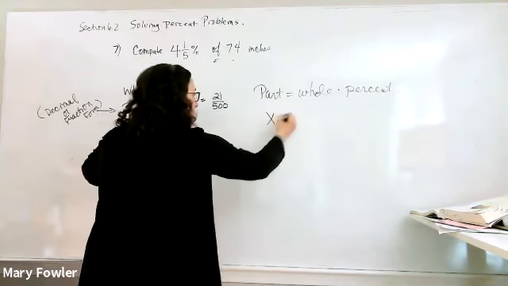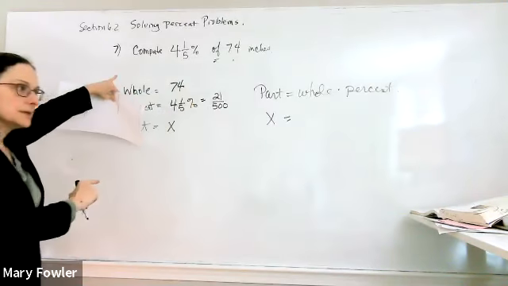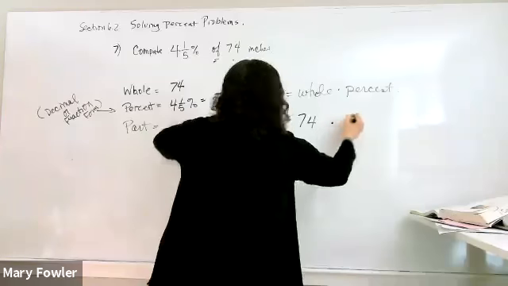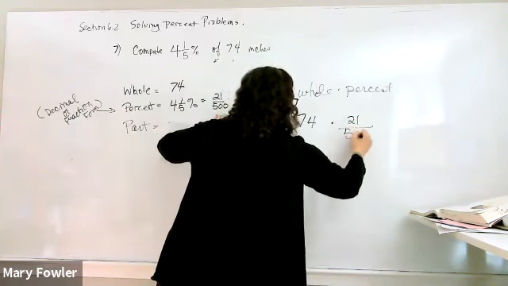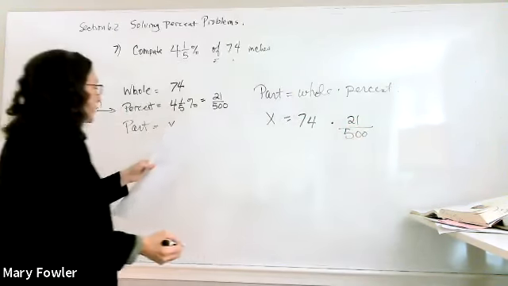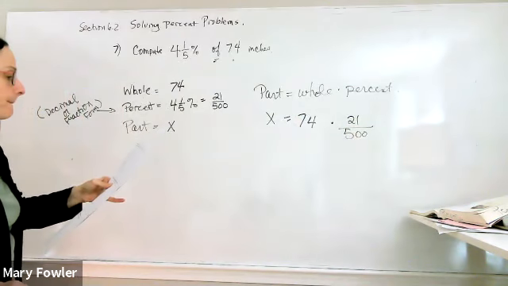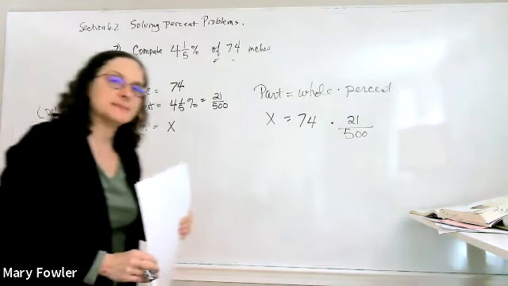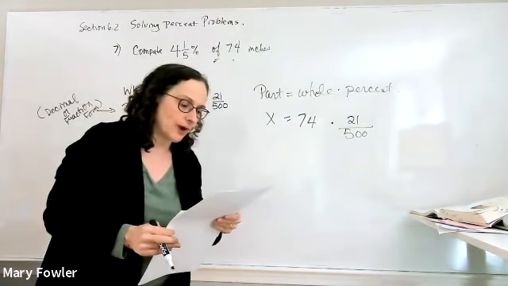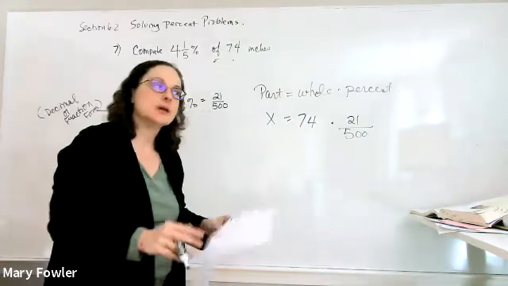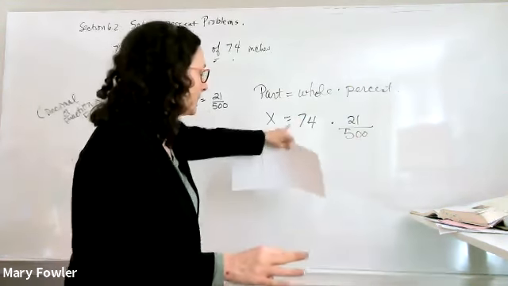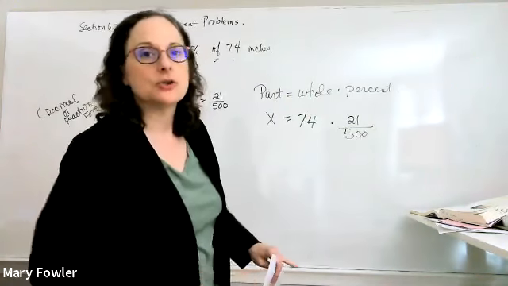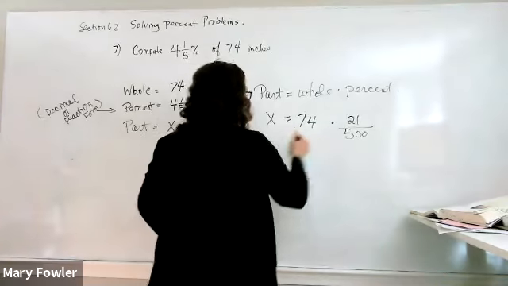Part is the unknown, so x is equal to 74, that's my whole, times 21 over 500. Okay. And actually in the problem statement, I didn't mention it, but it does ask to round this to the nearest hundredth. So once we get the multiplication going, we're going to have to go over and do a division problem to express it there because we still have this.